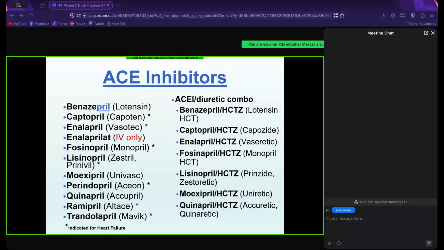One thing to know about the ACE inhibitor, when we talk about indications coming up on the next slide, is that the ACE inhibitors don't just lower blood pressure, right? They don't just lower blood pressure. They do a great job of it, but they also protect the heart and the kidneys.